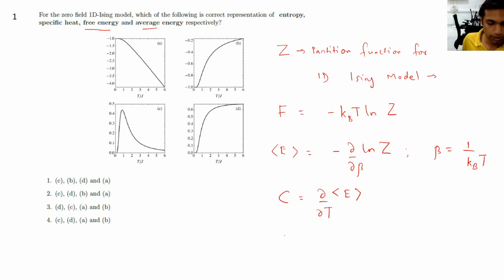And for the entropy, you have to use a thermodynamic relation: F is equal to E minus TS. This is the expression for the Helmholtz free energy in terms of the internal energy, temperature and entropy. So basically S you will get as E minus F over T.